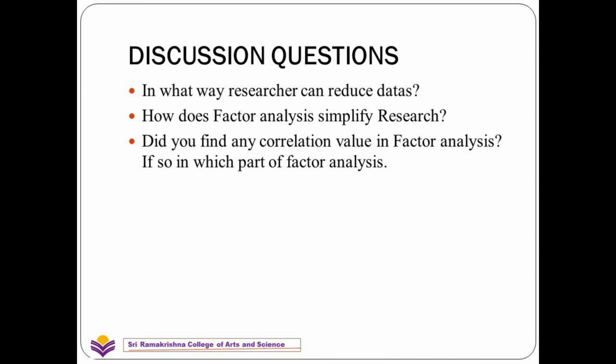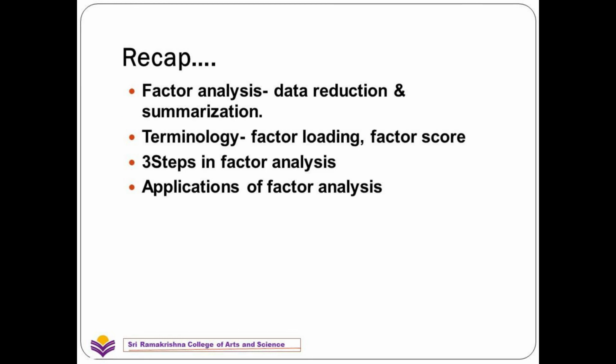Before ending my session, a small recap. Factor analysis is meant for data reduction and summarization. You can use it in marketing research or HR research. You can take a factor and related variables. With the variables, you can find correlation, and the highest value is called factor score. The degree to which each respondent gets a high score is called factor score. Finally, you can take only high score values. It is meant for data reduction.